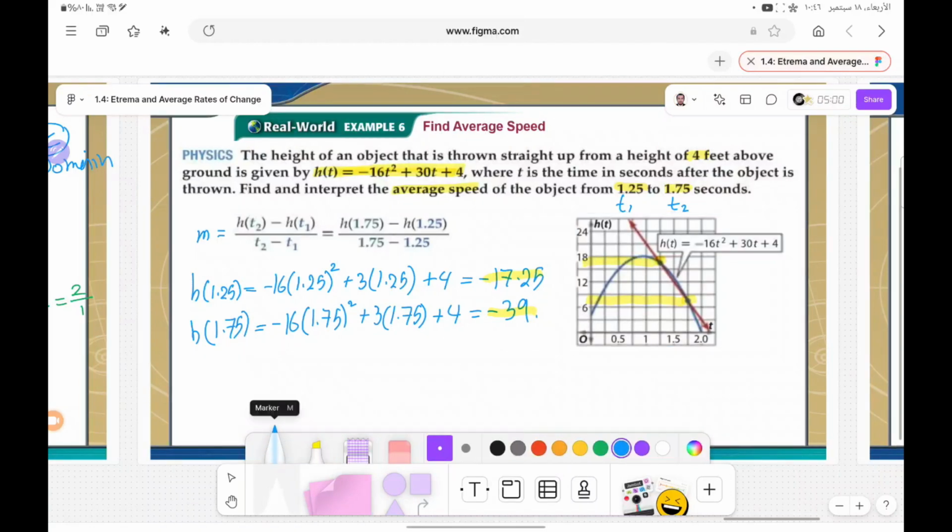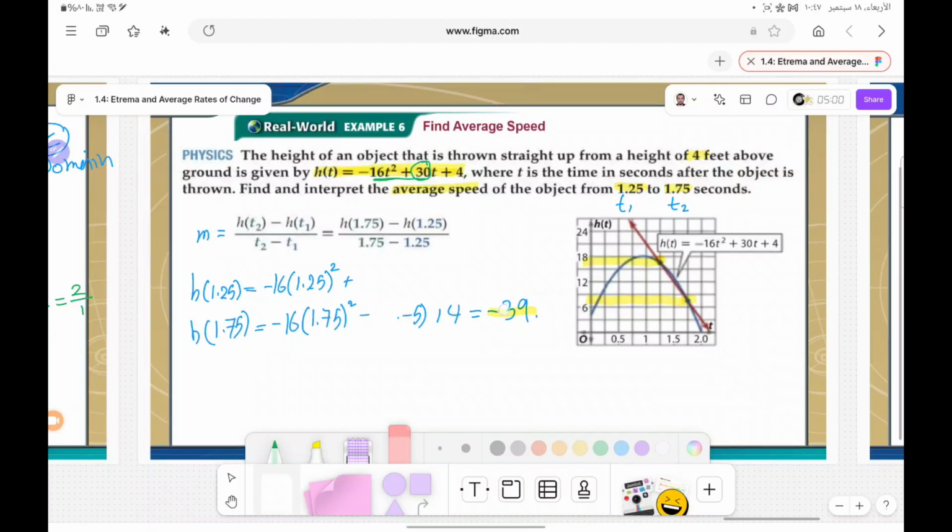So let's check again. The equation is negative 16t squared plus 30t. It was 30. So I made a mistake here. It's not 3, it should be 30. So now I have to change the number 3 and write it as 30. Let me erase this. I'm sorry, let's redo it again.